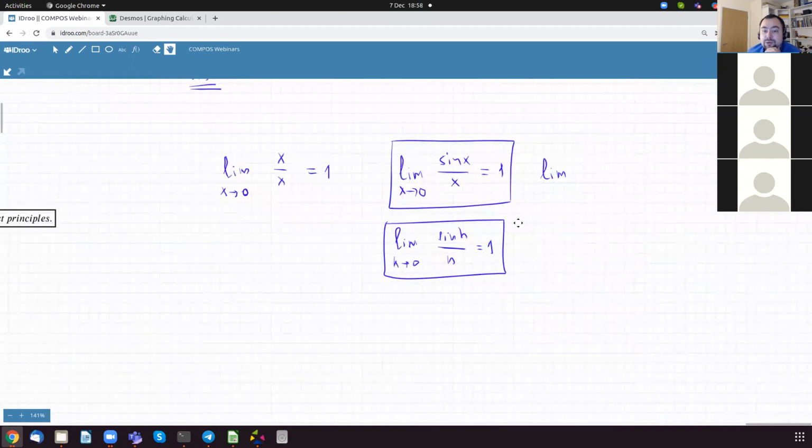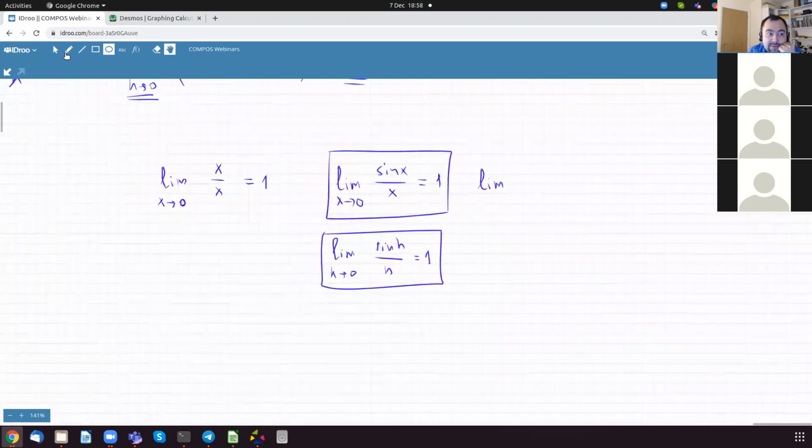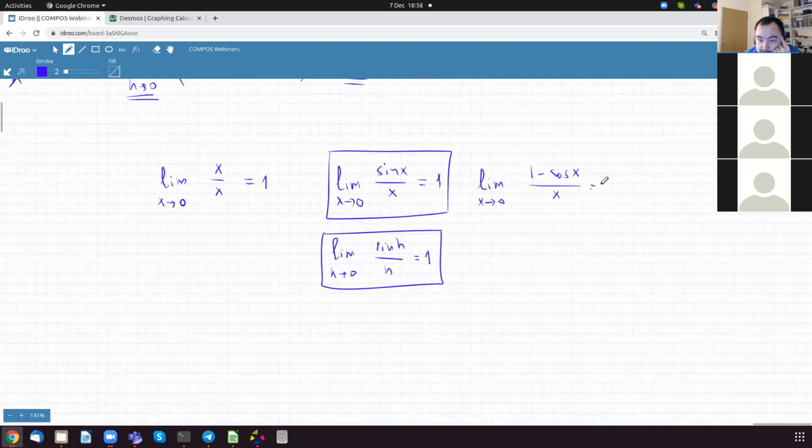So I'm just introducing you to some important limits. The second very important limit that we are going to do is that as x tends to 0, the value of 1 minus cosine x divided by x is 0. It absolutely does justify the small angle approximation.